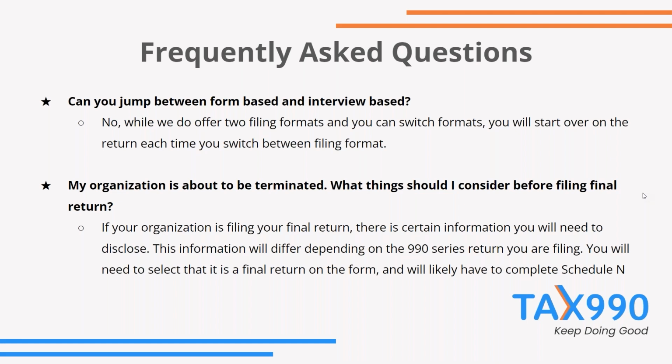My organization's about to be terminated. What things should I consider before filing the final return? If your organization is filing a final return, there is certain information you'll need to disclose. This information will differ depending on the 990 series return you're filing. You'll need to select that it's a final return on the form, and then you'll likely have to complete Schedule N.